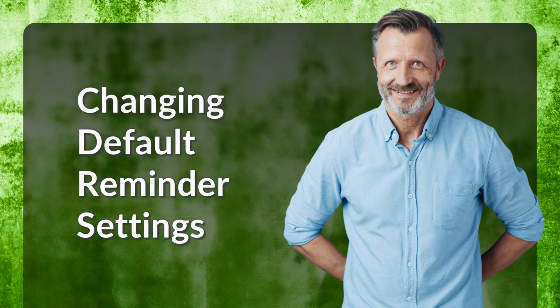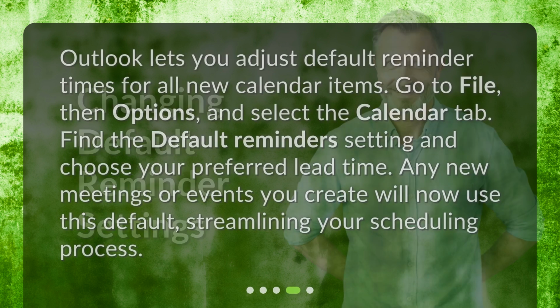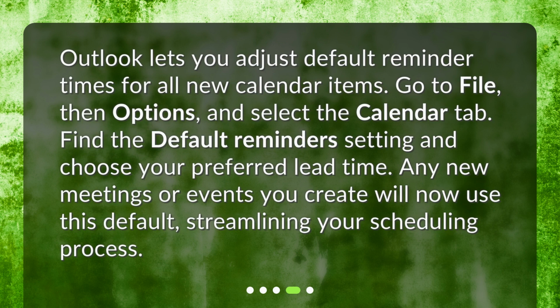Changing default reminder settings. Outlook lets you adjust default reminder times for all new calendar items. Go to File, then Options, and select the Calendar tab. Find the default reminder setting and choose your preferred lead time. Any new meetings or events you create will now use this default, streamlining your scheduling process.